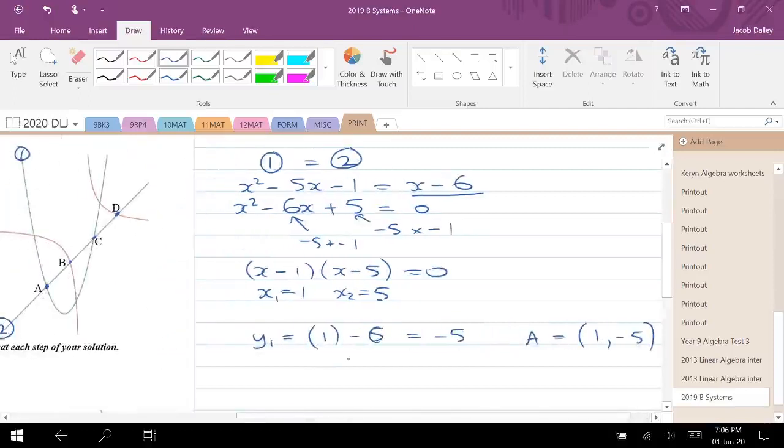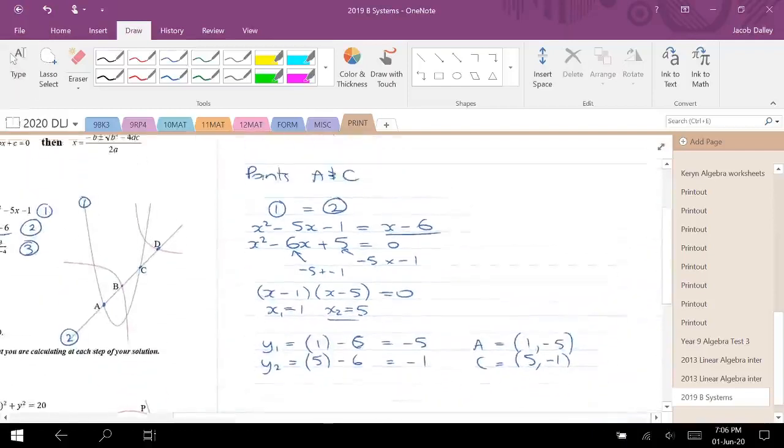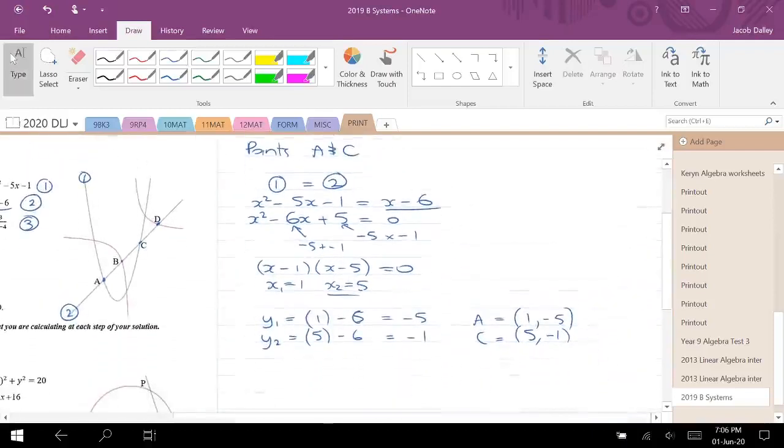Alright, point C, we're going to sub in our x2 value into the line formula, so 5 minus 6 will give us negative 1. So point C will be x equals 5, y equals negative 1. Alright. Right, so that's all we need to do with the parabola and the line.